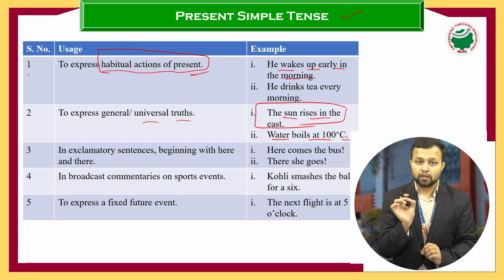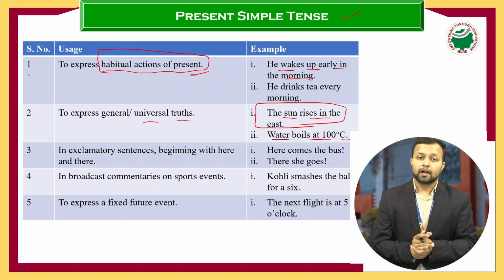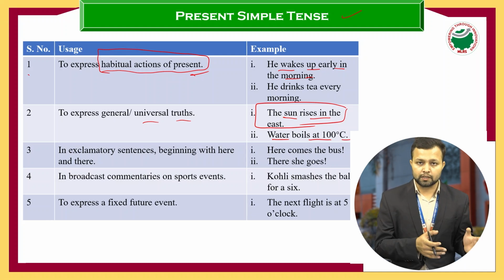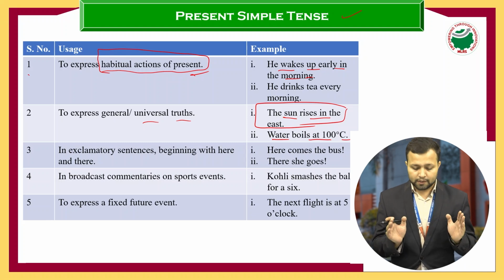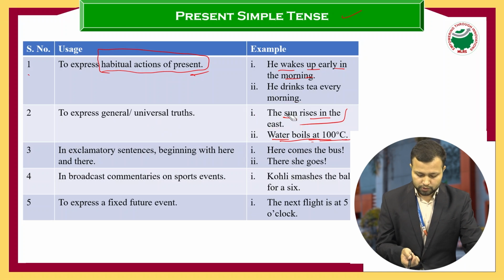It does not boil even at 99.9 degrees Celsius. It does not boil at 98 degrees Celsius. It only boils at 100 degrees Celsius in India, in Pakistan, in the US, in the UK, everywhere. This is a standard temperature to boil water. So, universal truth, or you can say general truths.